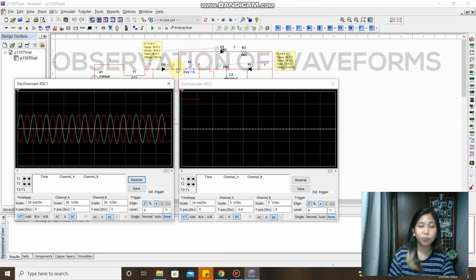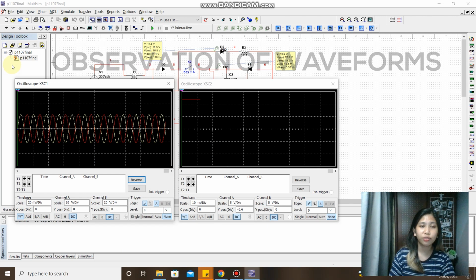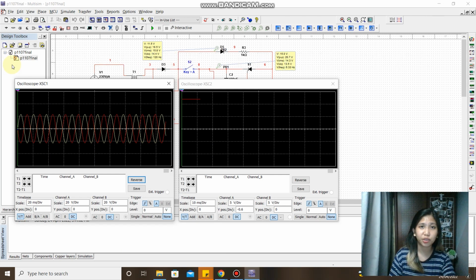So for the simulation part of the circuit, as you can see, the output waveform of the circuit is a sine wave or a sinusoidal wave. There are two oscilloscopes. For the first oscilloscope, you can see that the two waves shown above are of the same amplitude and frequency, but they are out of step with each other.